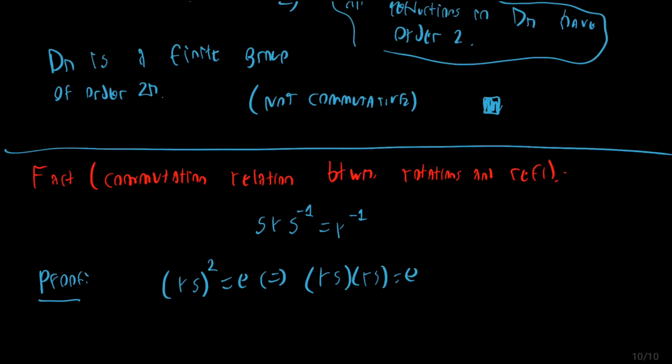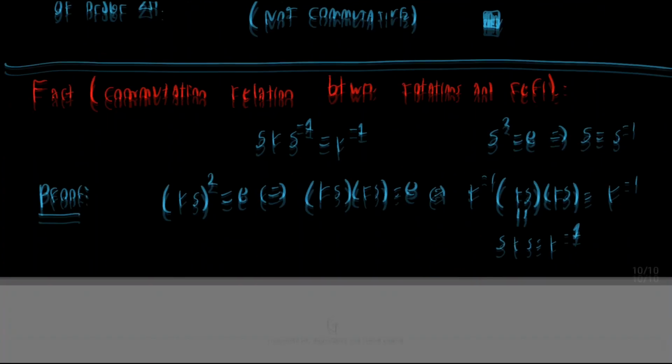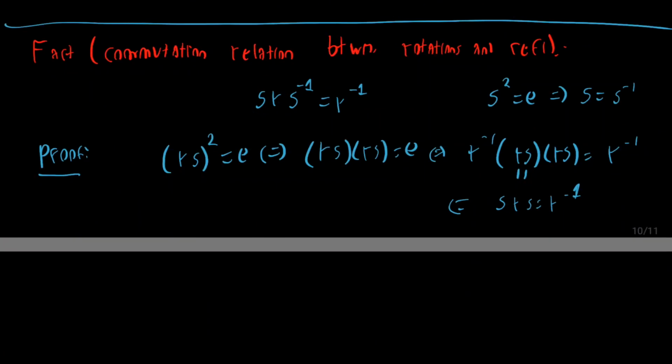Now you can immediately see, by manipulating the expression a little bit, in particular by multiplying both sides by r to the minus 1 on the left, so r to the minus 1 times rs times rs is equal to r to the minus 1, that the left-hand side just becomes s times r times s is equal to r to the minus 1. But since s is a reflection and has order 2, meaning that s squared is equal to E, we have that s is equal to s to the minus 1, so it's its own inverse. From this it follows that s times r times s to the minus 1 is equal to r to the minus 1. This is our commutation relation that we wanted to show.